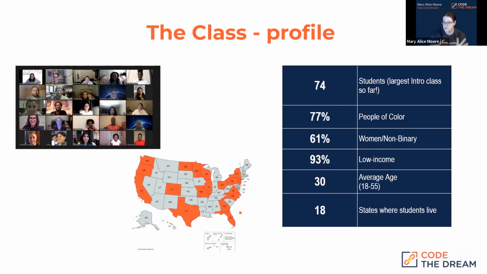So 77% of those 74 students are people of color, 61% are women or non-binary, and 93% come from low-income backgrounds. The average age of all of you students combined is about 30, with the youngest being 18 and the oldest being 55. And you're spread across 18 states and a couple of countries. So we're very spread out and we're very diverse, which is what we love here at Code the Dream.